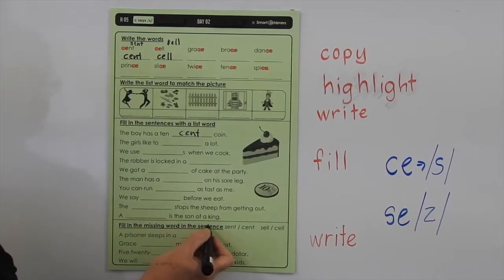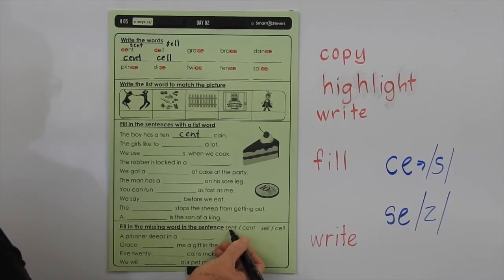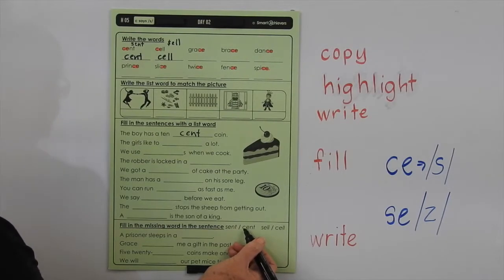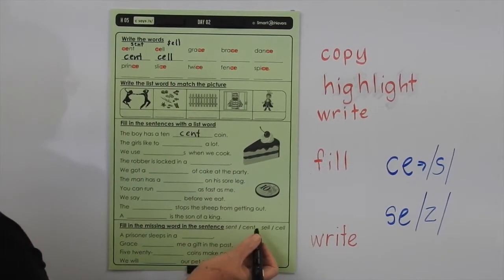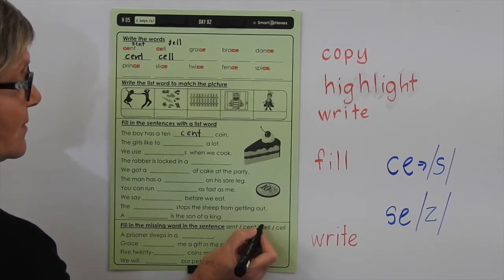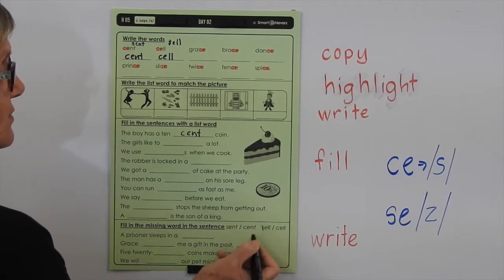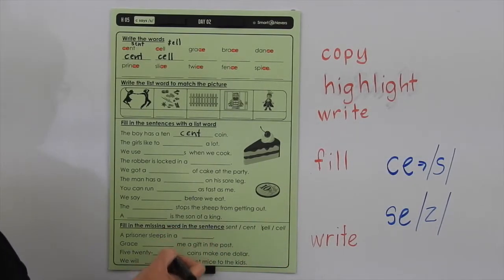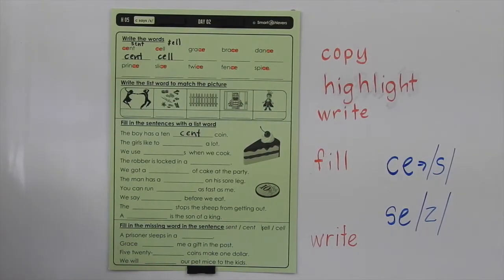Fill in the missing word in the sentence. So we've got sent, as in where you send something to someone, and cent, as in cent is a root for 100. So we know there are 100 cents in a dollar, or if you're talking about a century in cricket, we know that's 100 runs. So here cent could mean like a coin. Sell, remember, means the money sell, where you sell something for money, and the other cell is the cell in your body or a prison cell. So that might help you fill in those last 4 sentences.